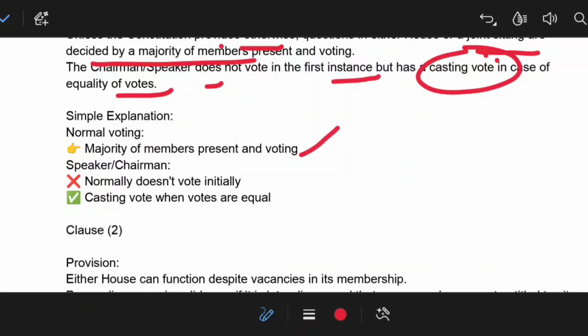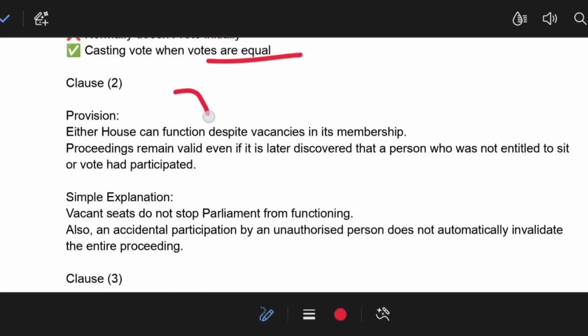that means the simple voting process is to be done, and that simply means a majority of the members, that means the total strength of the house, that's the majority, and also present and voting. And a speaker or chairman will not generally cast their vote in the first instance, but when there is a tie, then they can cast. But this is not true in the case of their removal. Clear? Clause 2. Either house can function despite vacancies in its membership.